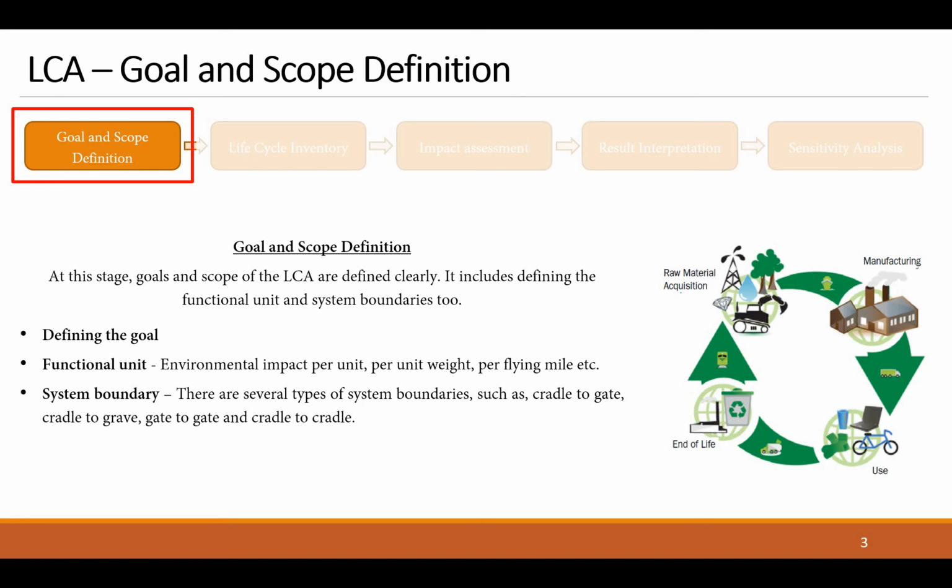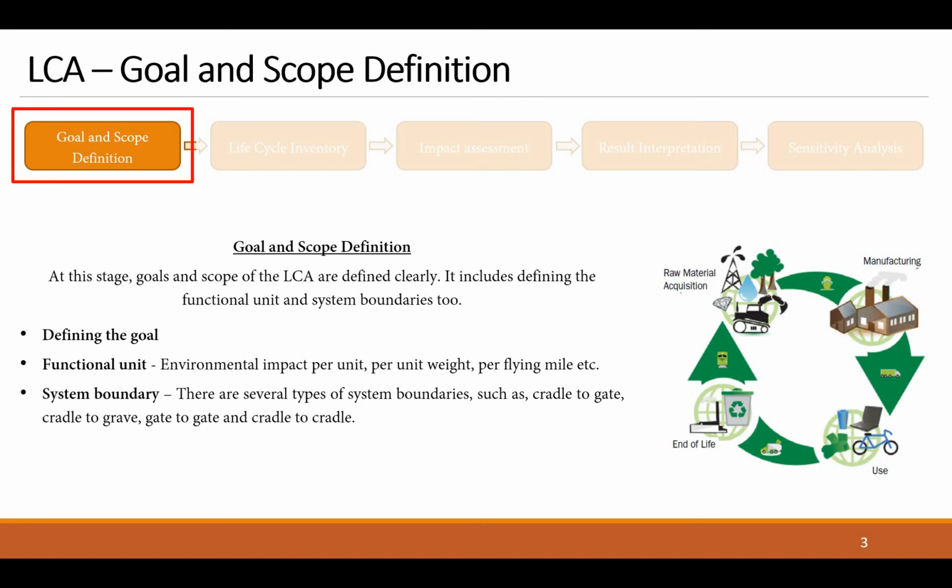Then comes the system boundaries. System boundaries basically helps us in defining the scope of the project once again. So system boundaries are stages of life cycle which we want to consider in our analysis. The most common one is cradle to grave. That is from the starting of the cradle, that is starting of the raw material acquisition to the disposal.